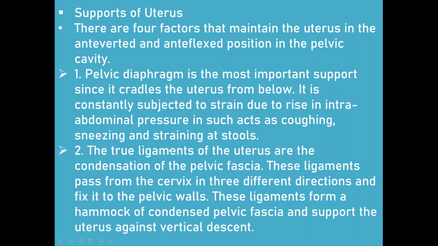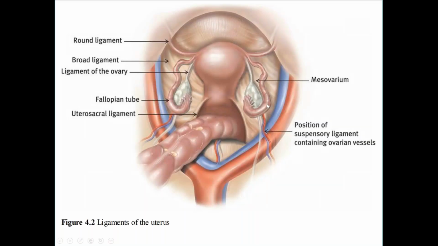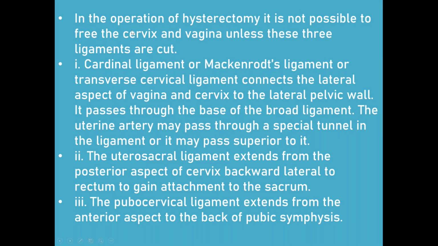The second one is the transverse ligaments of the uterus, or the condensation of the pelvic fascia. These ligaments pass from the cervix in three different directions and fix it to the pelvic wall. They are formed of condensed pelvic fascia and support the uterus against vertical descent. Here, look at the uterus, and this is the broad ligament. It is important in cases of hysterectomy and uterine prolapse.